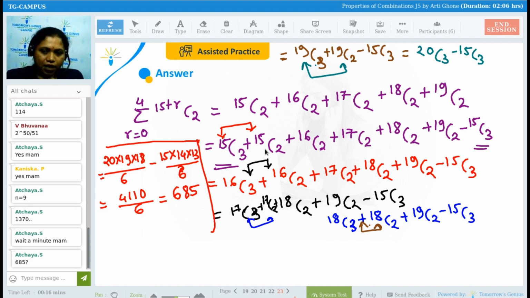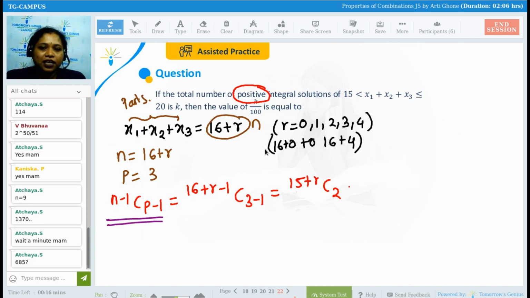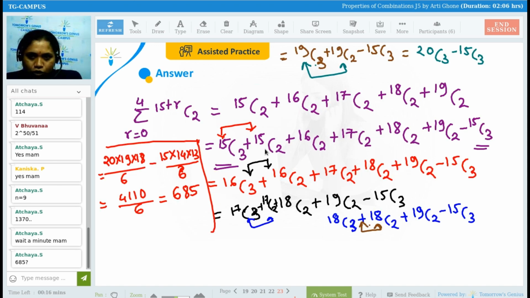685 is the correct answer. Clear? Okay. But there is one more thing. The integral value of k by 100 is 6.85. Clear? Actually, this is a numerical value type question, so it is mostly based on a perfect integer. There may be a bonus question to this also. We don't know exactly, but 685 is the correct answer. Clear? Okay, so that is the process of solving.